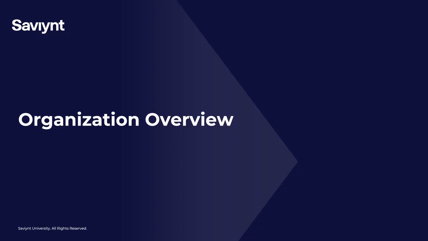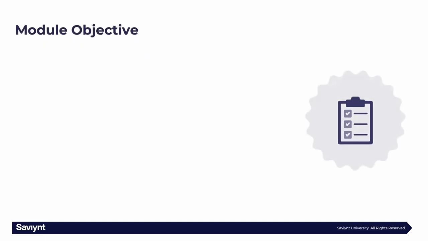Now consider the challenge. How do you ensure that the right people have access to the right resources at the right time while maintaining security and efficiency? This is where Saviynt steps in. In this module, we'll learn how Saviynt structures organizations and manages access, ensuring seamless operations during high-demand scenarios.